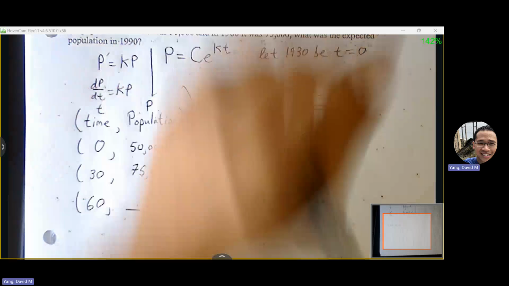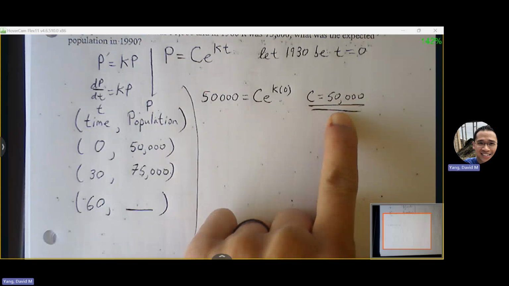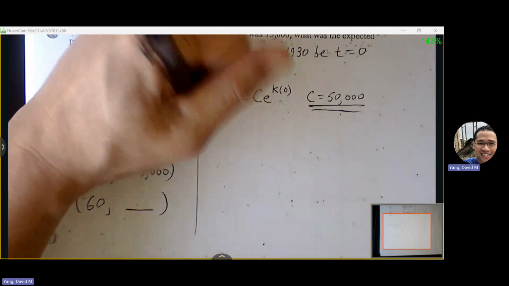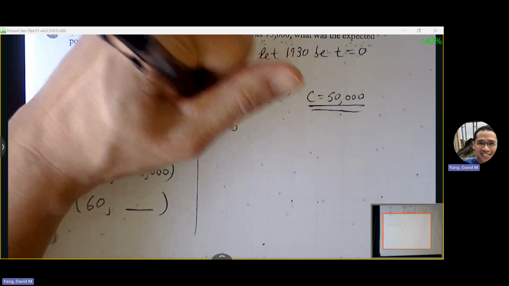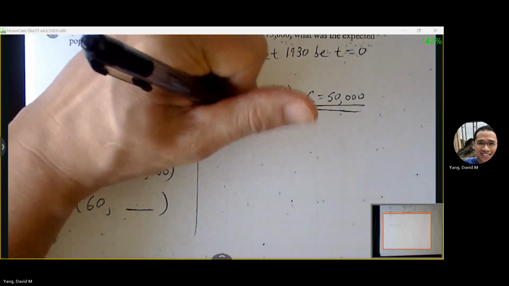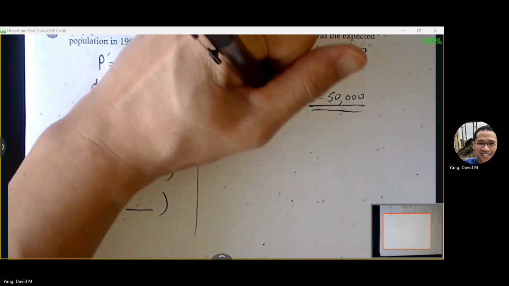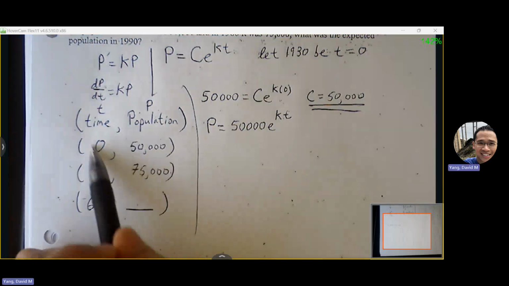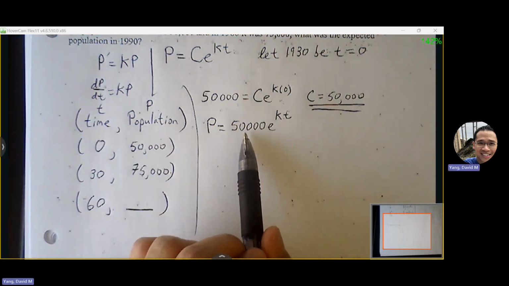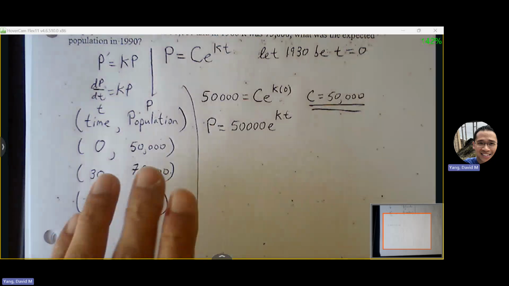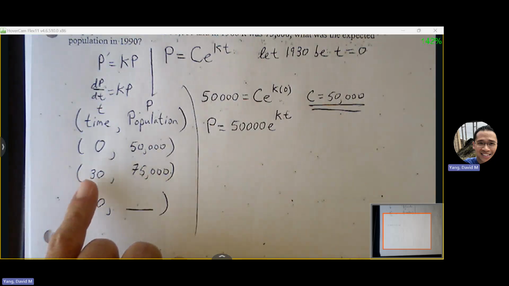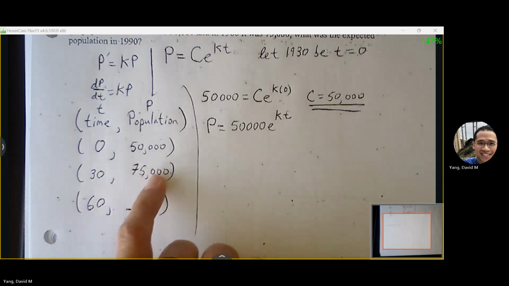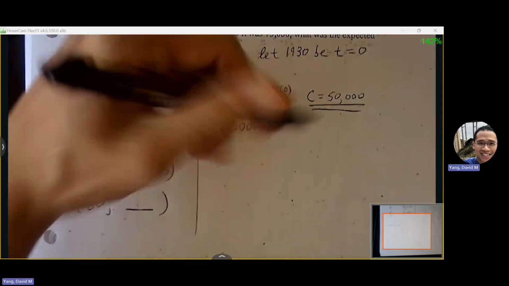Okay, so once you find a value for a variable, you're going to update the equation with what you just found. So my updated equation now is p is equal to 50,000 e to the kt. So the first ordered pair is useful in helping us solve for c. Now let's move on to the second ordered pair. Same process, but now with an updated equation: 30 in for t and 75,000 in for p.